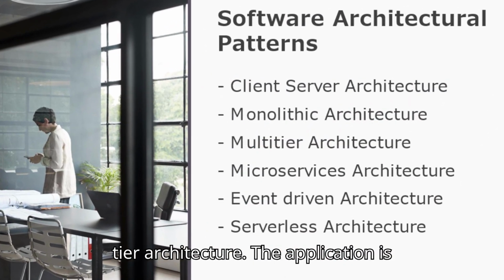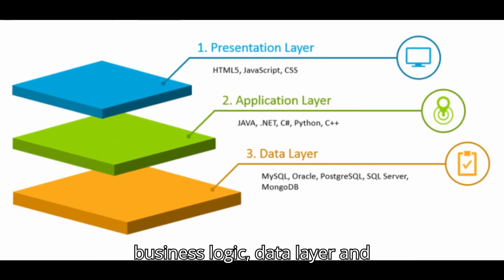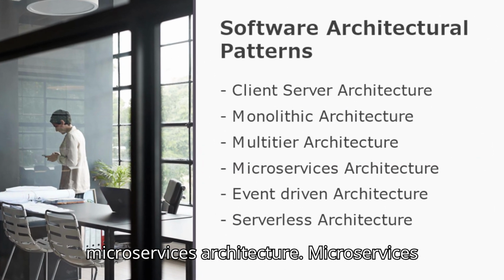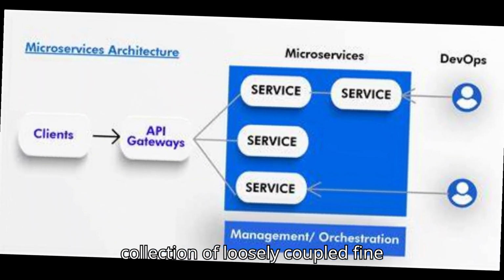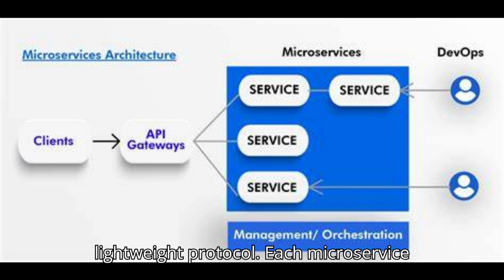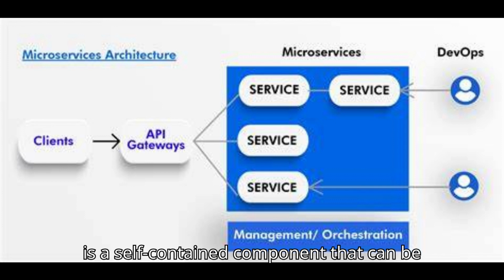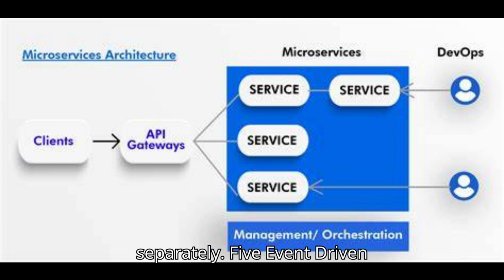The application is divided into layers that each carry its dedicated functions, like implementing business logic, data layer, and presentation layer, etc. 4. Microservices architecture. Microservices architecture arranges an application as a collection of loosely coupled, fine-grained services communicating through a lightweight protocol. Each microservice is a self-contained component that can be developed, deployed, and maintained separately.